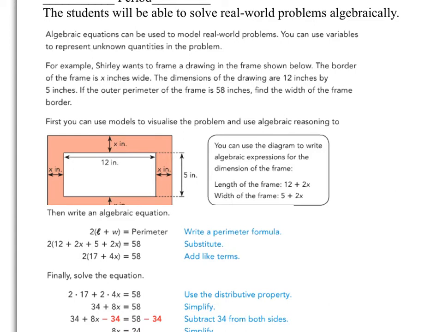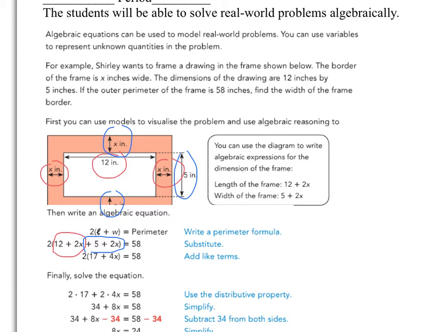So where are these numbers coming from? Here's the 12, and here's an x, and here's an x. So this 12 plus 2x, let me erase it so I only underline what I need, 12 plus 2x, is from the length, because we have a 12 and we have 2 x's. Then for the width, we have 5 inches right here, and we have an x and an x right here. So that's where the 5 plus 2x comes in. And then we know that the perimeter is 58.